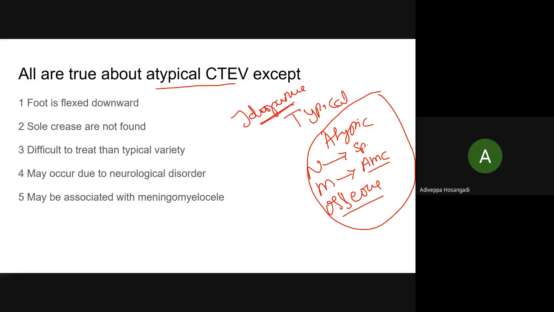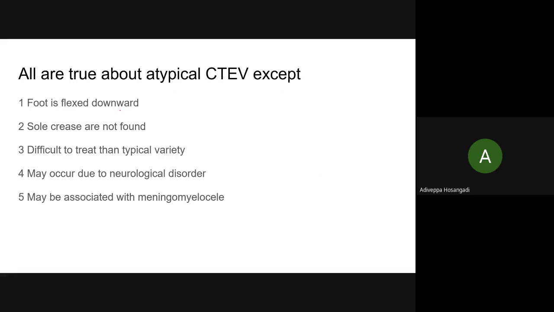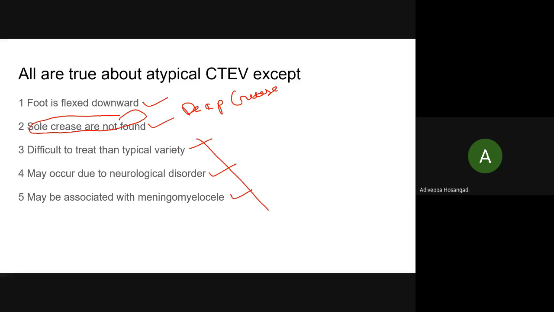So all are true about atypical CTV. Foot is flexed downward. Yes. Sole crease is not found. Difficult to treat than typical. Correct. May occur due to neurological disorder. Yes, correct. May be associated with meningomyelocele. All these are correct, except sole crease is not found. Wrong. There is a deep crease in atypical CTV.